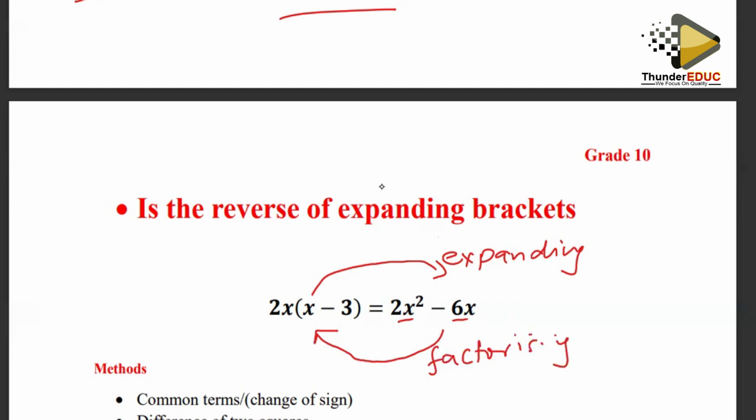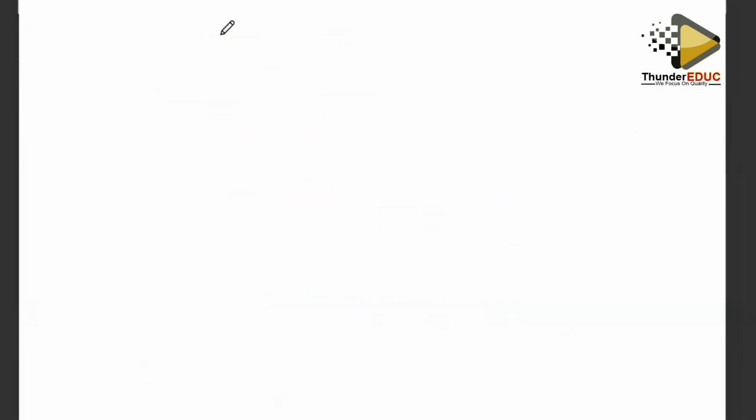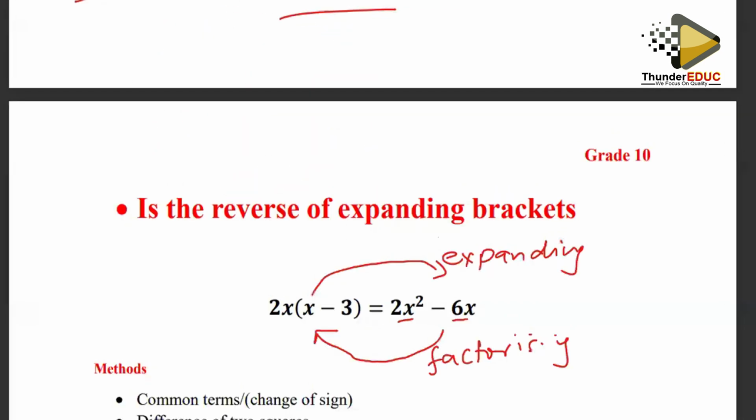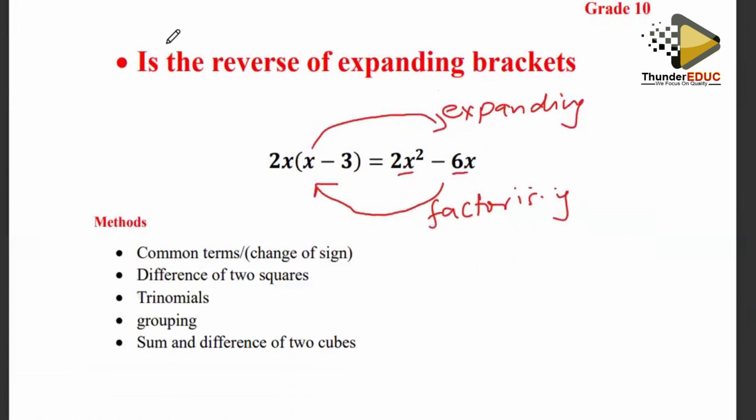Now we have different methods that we use when we are factorizing. Method number one is what we call the common terms. And at times, we use the change of sign under the common terms. So how does the common term work? Common term simply means that we're looking out for what is common, and then we take it out of the brackets.